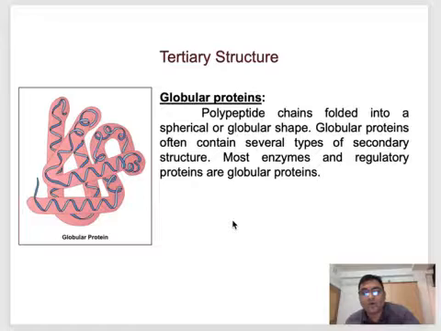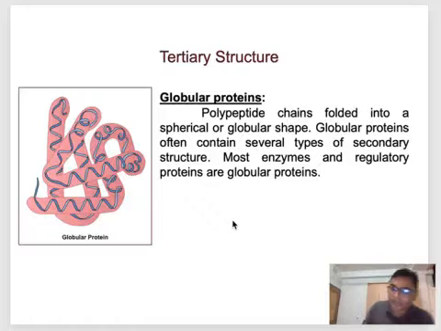And which are the globular proteins? Most of the enzymes and regulatory proteins are globular proteins. For example, our body has many different types of enzymes, right? Trypsin, chymotrypsin. These are globular proteins. And regulatory proteins, for example, hormones, say insulin. Insulin is a regulatory protein, right? It's not an enzyme, but it's a protein. So this type of regulatory proteins and enzymes are mainly globular proteins.